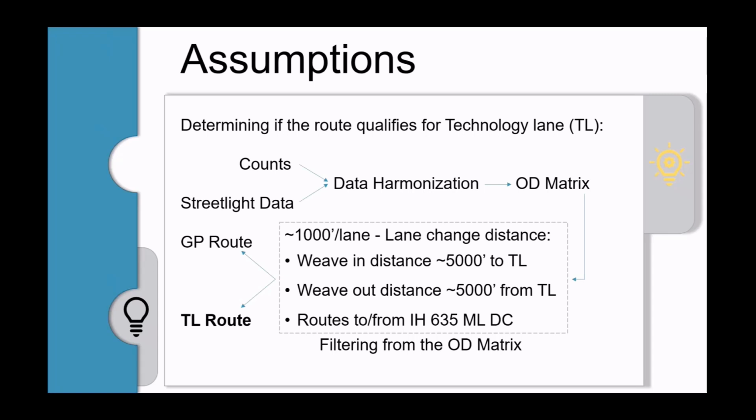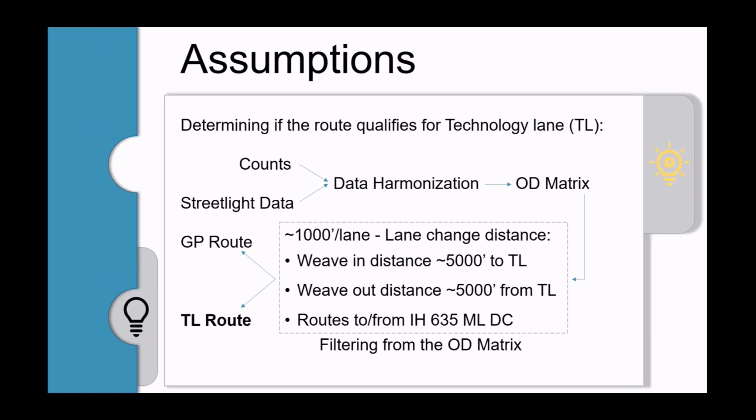So for which a conservative assumption of 1,000 foot per lane change distance was assumed, and for a vehicle to enter into a technology lane, it needs at least like 5,000 foot to enter into the technology lane. But in a simulation, you could see people might enter because of their aggressiveness or the speed curves. They would enter even further way ahead. And another similar approach was for the exit ramps, where they have to weave out at like 5,000 foot before the off ramp from the technology lane.